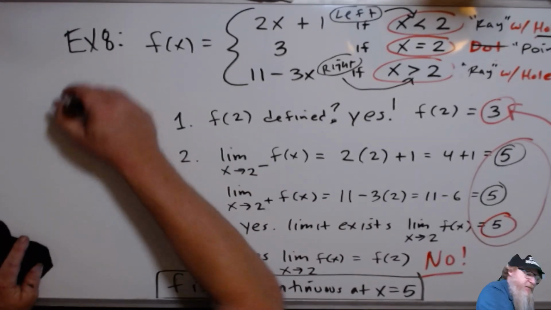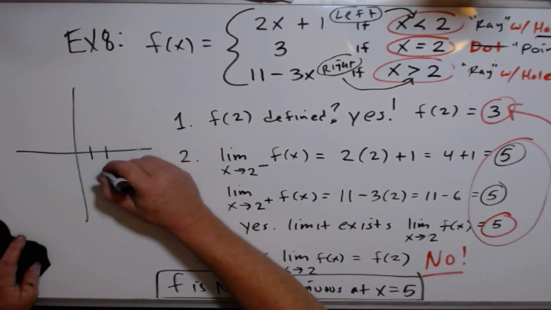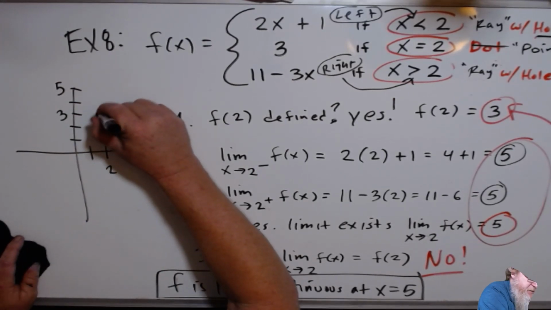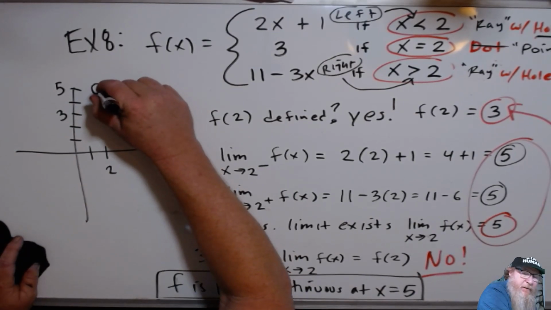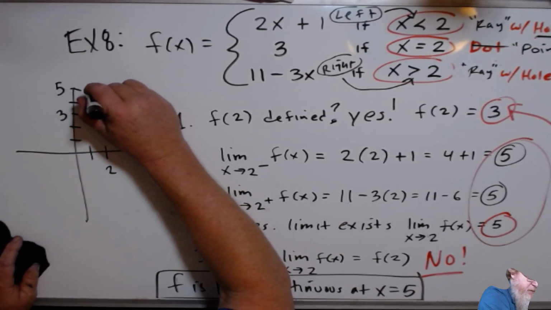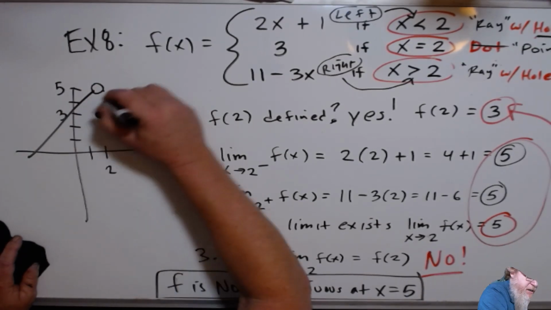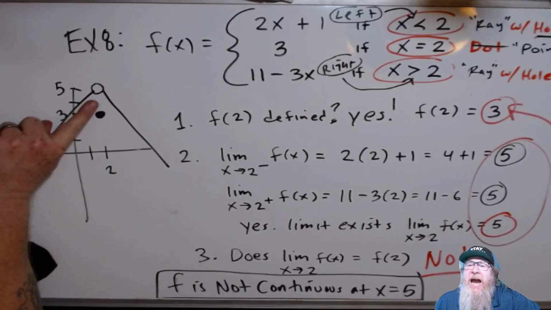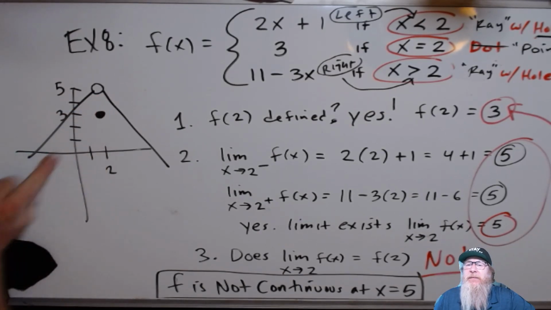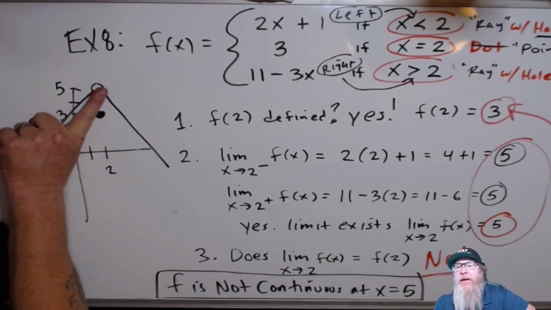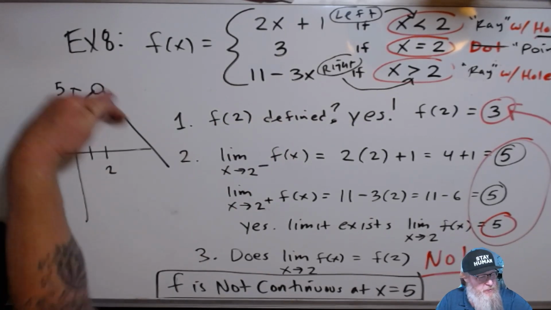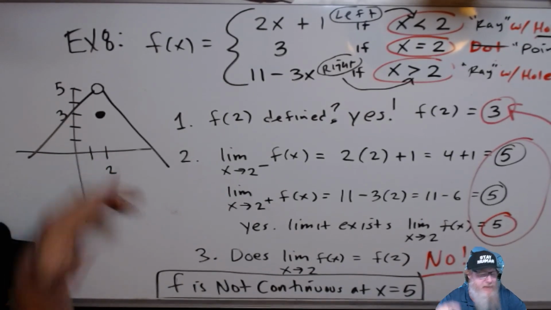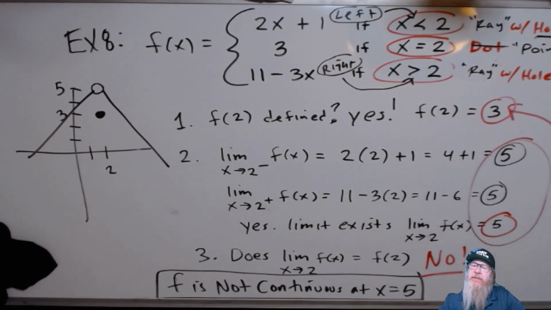All right, and again, I said I wasn't going to graph these, but they're so easy, I might as well. There's 5, there's 3, there's a dot at 3, but there's a line and another line, or a ray. So this is the left ray ending in a hole. The slope is 2, so it's going up. And then this slope is -3, so it's going down. The holes line up with each other, but the dot doesn't fill the hole. The dot's in the wrong place, so it's not continuous.